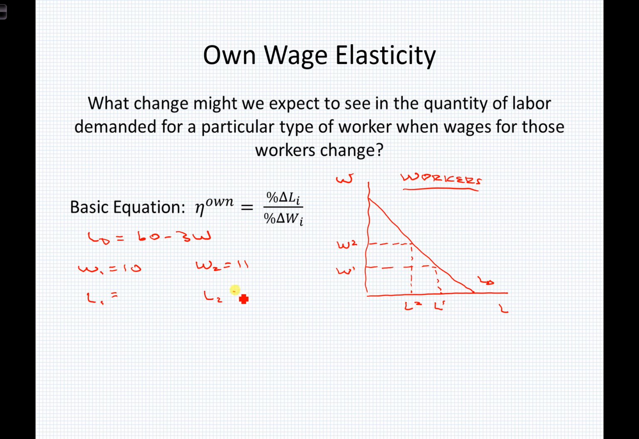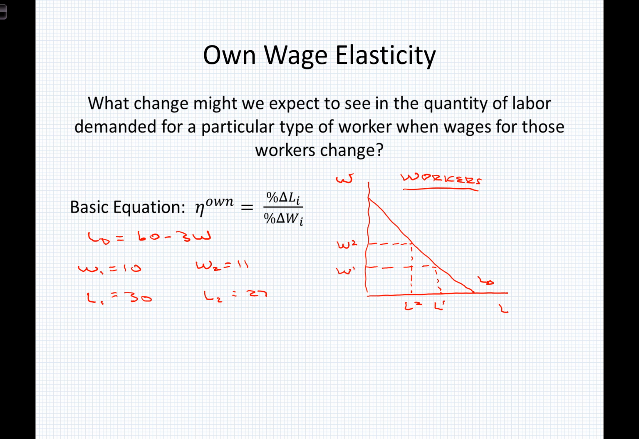Well, we can determine that by putting the wage into the labor demand equation. So if the wage is 10, 60 minus 3 times 10 will be 30. Or 60 minus 3 times 11 will be 27. So this is operating the way we expected it to. As the wage increased, the labor demand decreased. So what's that going to give us in terms of an own wage elasticity?